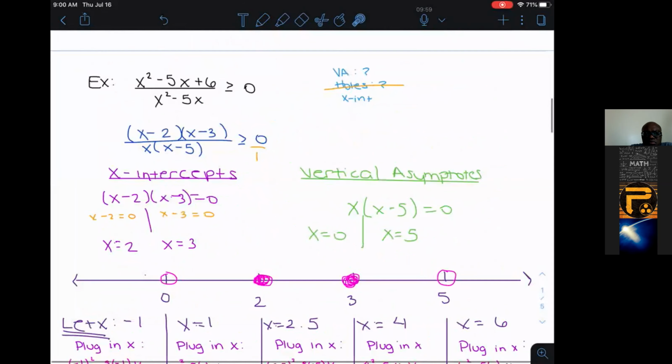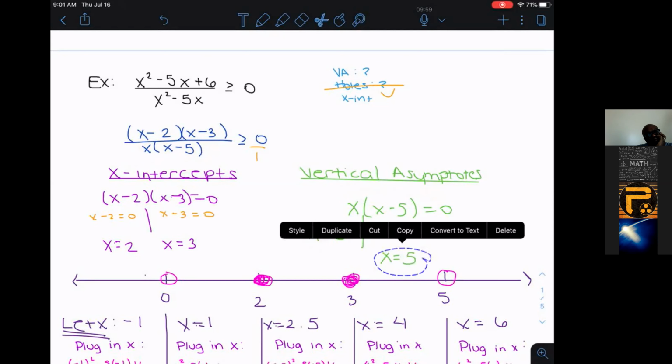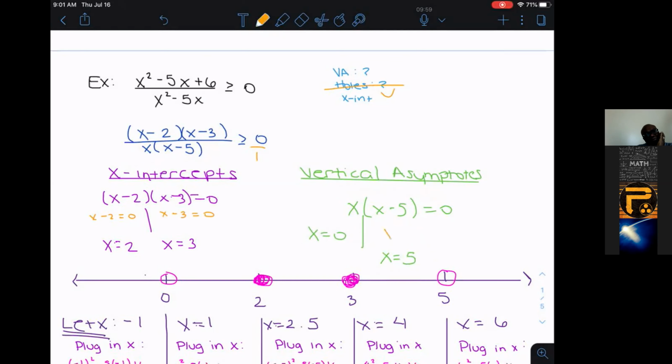Okay, we've got that. But now let's look for our vertical asymptotes. The vertical asymptotes now come from the denominator. Remember that the vertical asymptotes are the restrictions: what can x not be? So let's do the same thing. On this side, since we have an x, we set it equal to 0, so we just have x is equal to 0. And on this other side, we have that x minus 5 is equal to 0, and if we solve, we get that x is equal to 5.